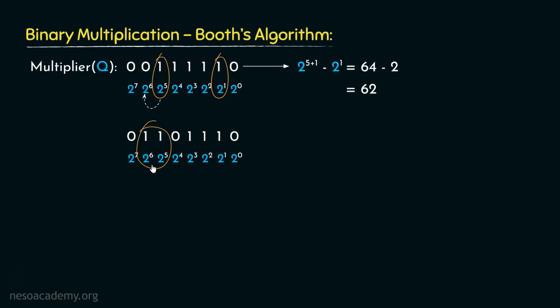The place values of these are 2 raised to the power 6 and 2 raised to the power 5. Now the decimal value which we can retrieve from these 2 bits can be obtained by stating 2 raised to the power 7 minus 2 raised to the power 5. Now 2 raised to the power 7 is nothing but 2 raised to the power 6 plus 1, right?